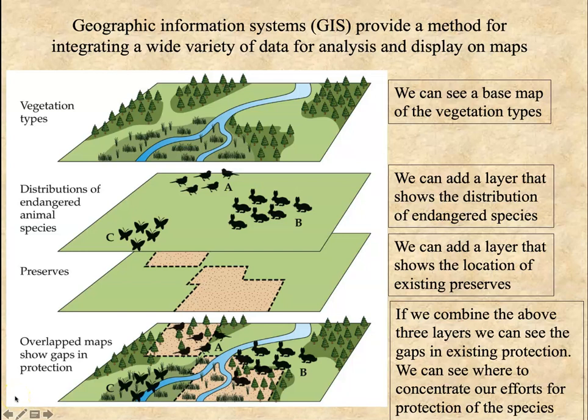And so once we know the location and the distribution of our endangered species, and we know the location of our existing preserves, we know how to concentrate our efforts and exactly where to acquire land that would protect the endangered species in the area. And so it helps us focus where we want to concentrate our conservation efforts to protect those species.